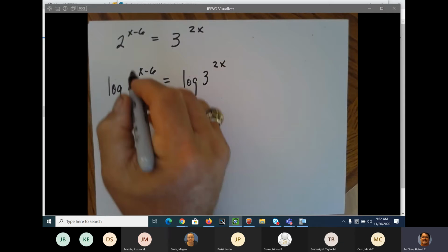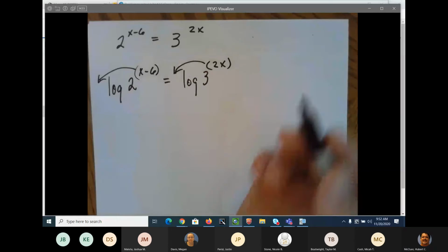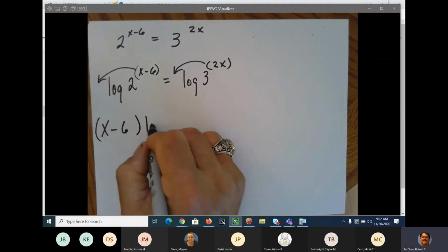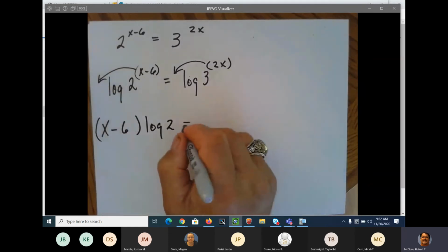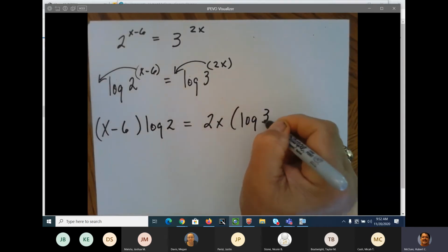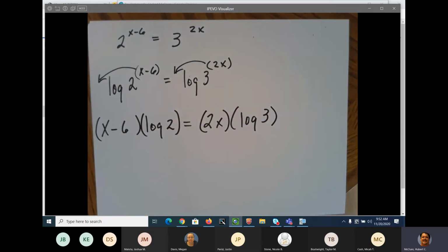And use the power rule. Bring those out. x minus 6 times the log of 2 equals 2x times log of 3. Now somebody tell me what the log of 2 is and what the log of 3 is. I told you this at the beginning of the log section. What are those two things? They're like normal numbers. They're just numbers.